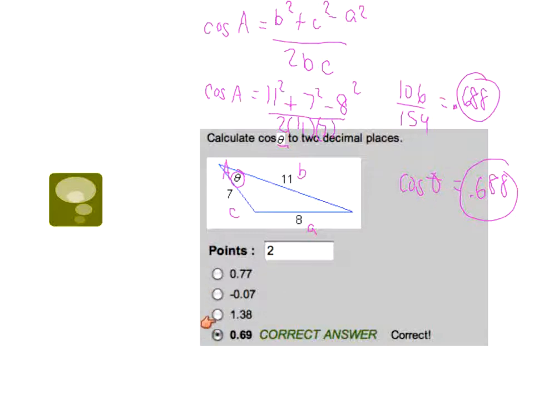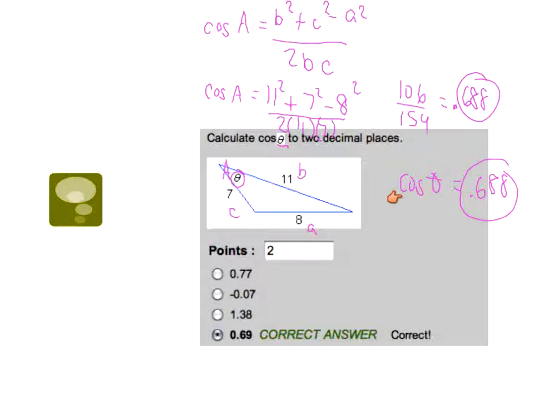This is what they're asking us for, because this is how they got the 0.69. But what if I asked you what the angle was? Do you guys know how to take it from here and actually tell me what degree that angle is? What do I have to do in my calculator? If instead of the decimal version, they want the angle version. Anybody know how I get rid of the cosine?